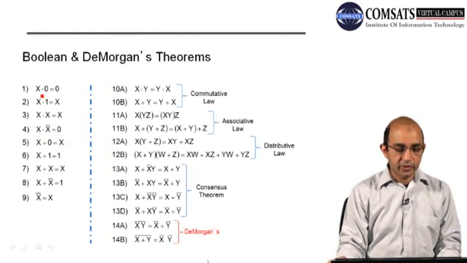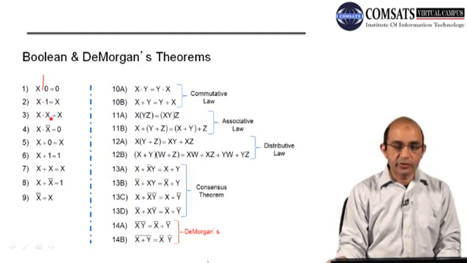So we have x dot 0, we will be getting 0 all the time because this is the AND operation, and when one of the inputs is 0, we will always get a 0. And then this is x dot 1, so we will be getting x. If x is 0, we will get 0. If x is 1, we will get 1, right? So this is again the AND operation.